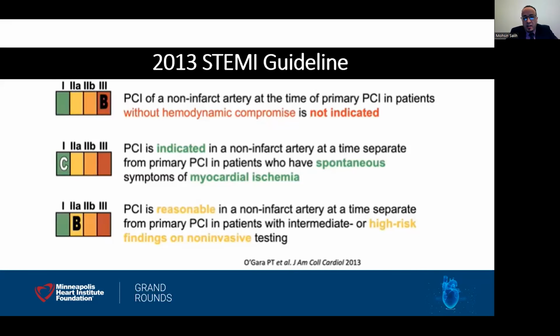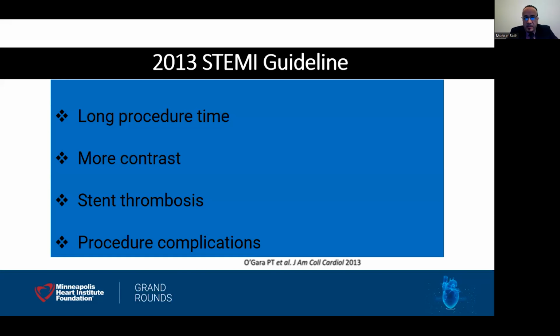And Class 2B, when it's reasonable to treat them, if they presented with STEMI and they have intermediate or high-risk findings on non-invasive testing. The guideline was like that because all the data that we had at that time showed longer procedure time, more complications, more contrast and contrast-induced nephropathy, and stent thrombosis. And the risk of bleeding is higher when you treat everything.